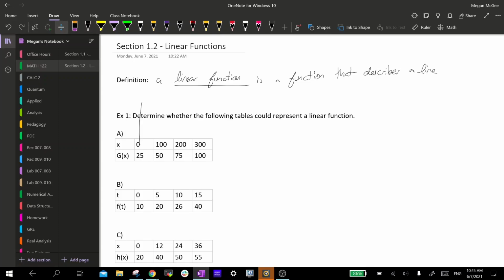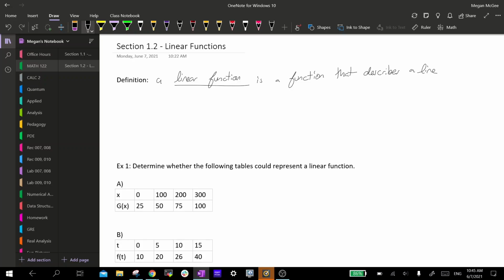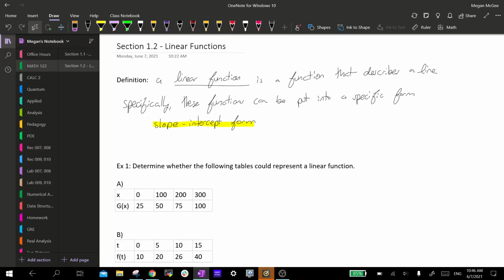Okay, gotta move that down a little bit. There we go. Okay, specifically, linear functions, these functions can be put into a specific form. Alright, and this form is what we call the slope-intercept form. We'll highlight that for us.